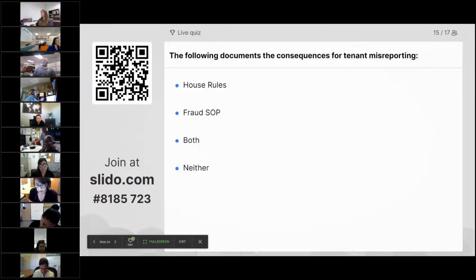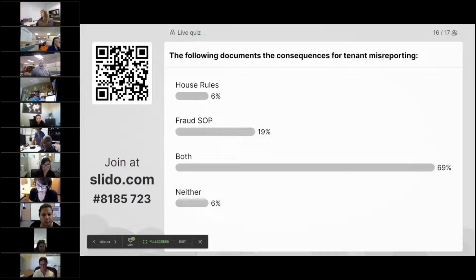Going once, twice. Sold. Both is correct. I did say fraud SOP. It is in there. It also is in the house rules. It's in the house rules because if we're going to take a household to court and evict them for that policy, it's got to be something they signed off on, which is why we put it in the house rules, which is the lease attachment.